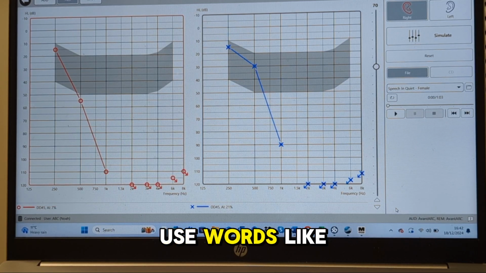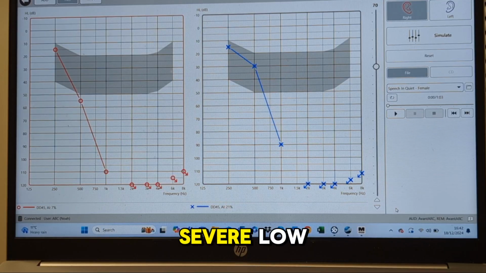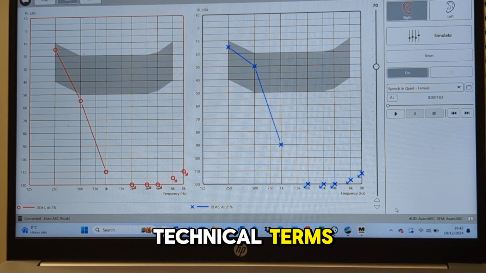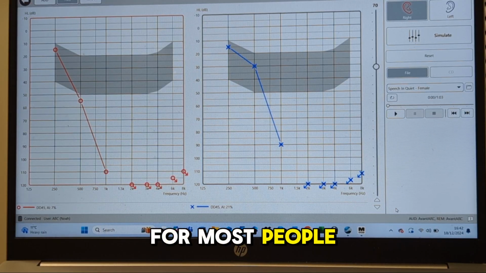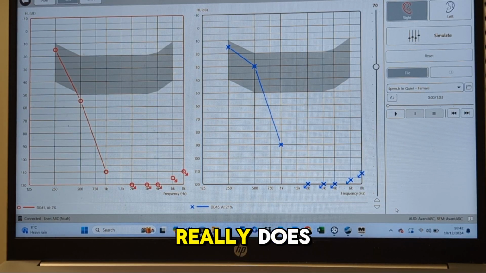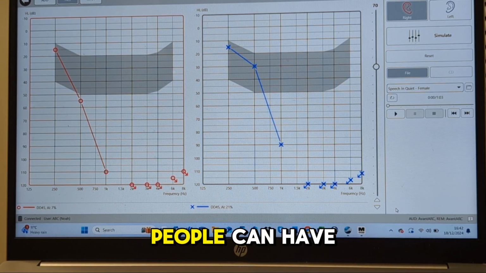When you use words like mild, moderate, severe, low to high frequency sensorineural hearing loss, all these technical terms, it really is not relatable for most people. So this hearing loss simulator really does bring it home, and I think it'll be a good opportunity to also educate on the different types of hearing loss that people can have.